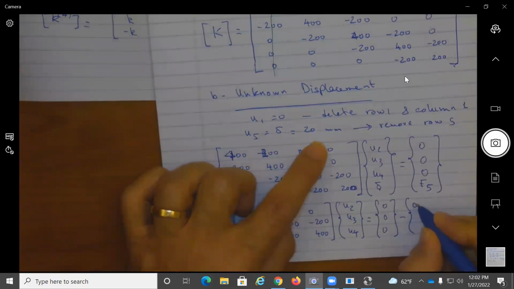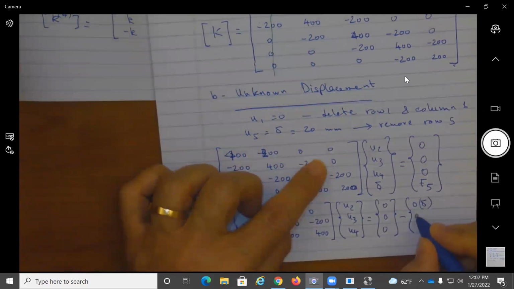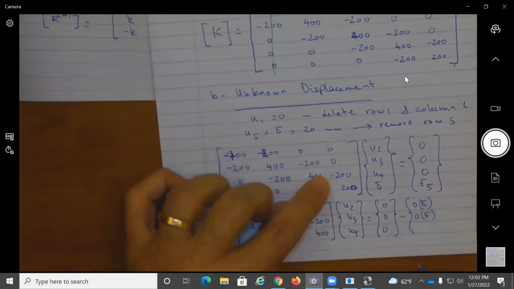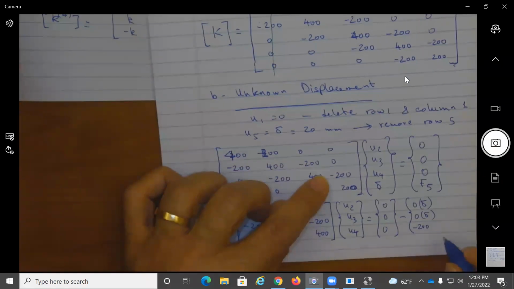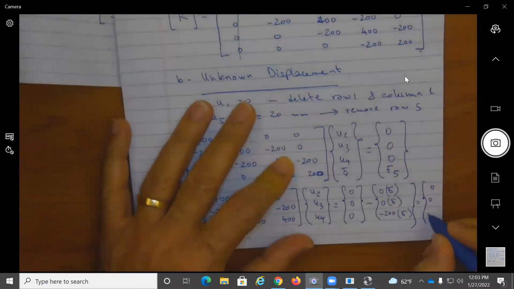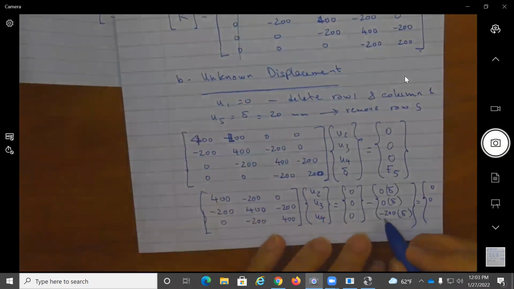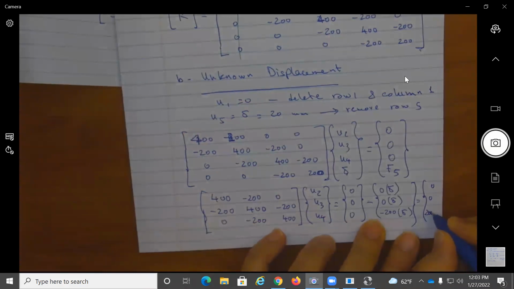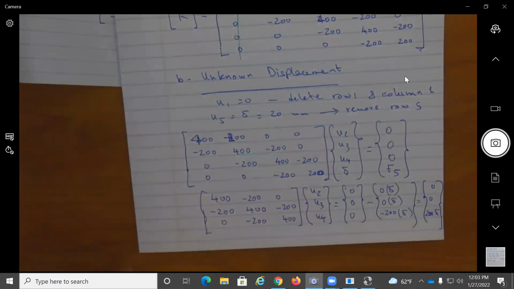So I get here 0 times delta, right? I have here 0 times delta, and I have here a minus 200 times delta, which is equal to 0, 0, and minus minus is a plus, so 200 delta. Right? Here so far?